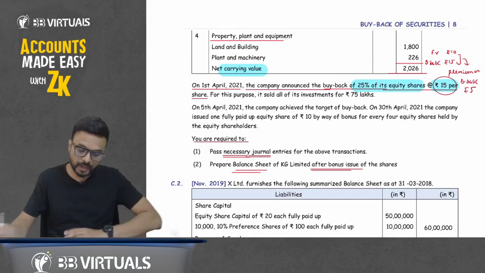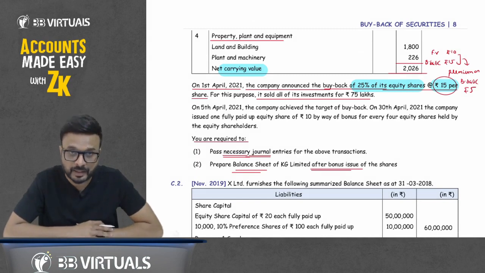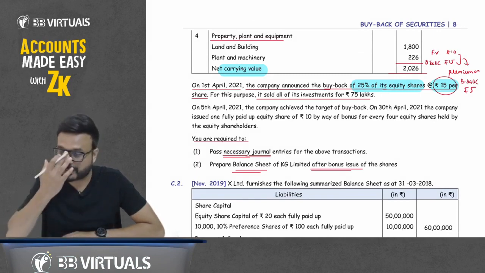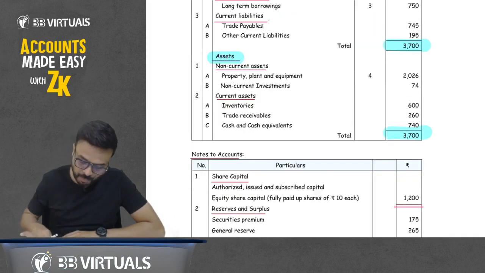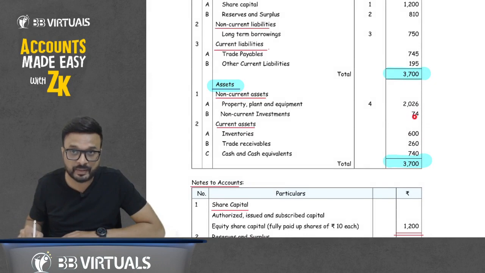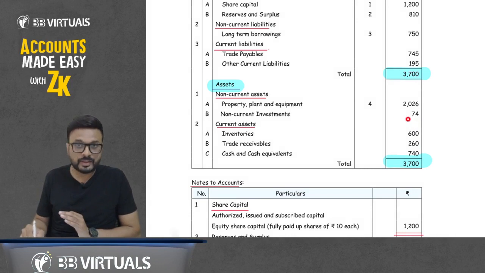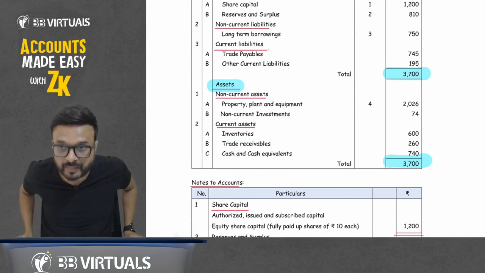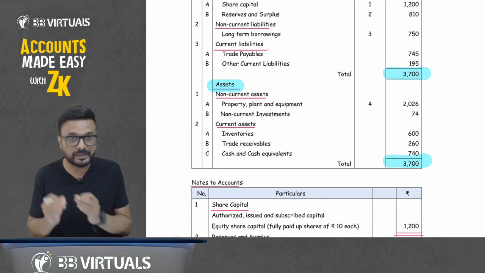Now for this purpose, it sold all of its investment for rupees 75 lakh. So you know what entry should be passed when we do the sale of investment. Here they have sold the investment at rupees 75 lakhs and the book value of the investment is not 75, it is 74. They have sold the investment of rupees 74 lakh at rupees 75 lakhs. What does it mean? It means that there is a profit of rupees 1 lakh.